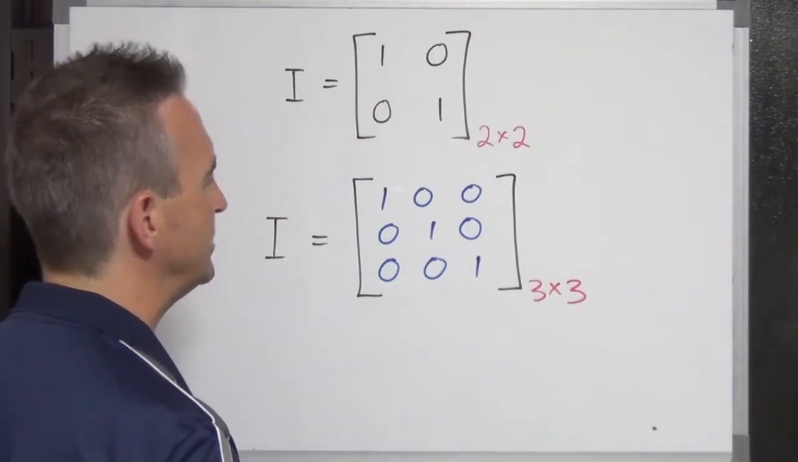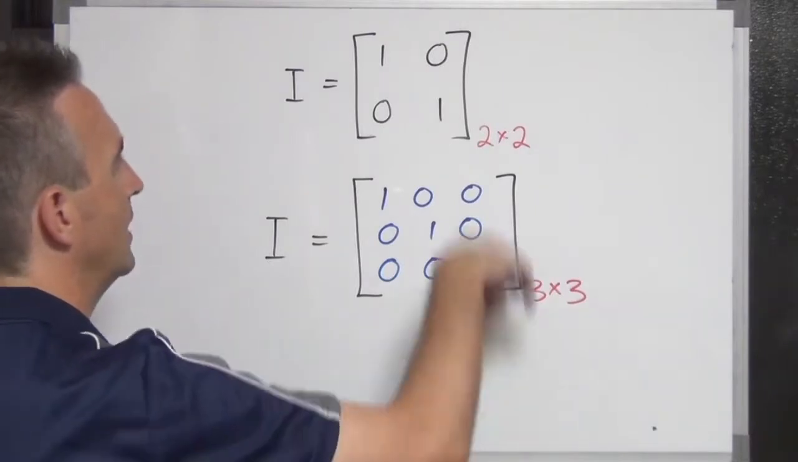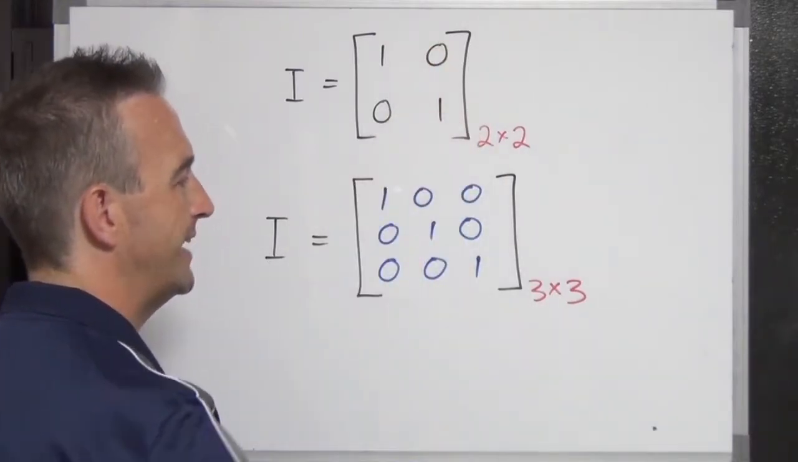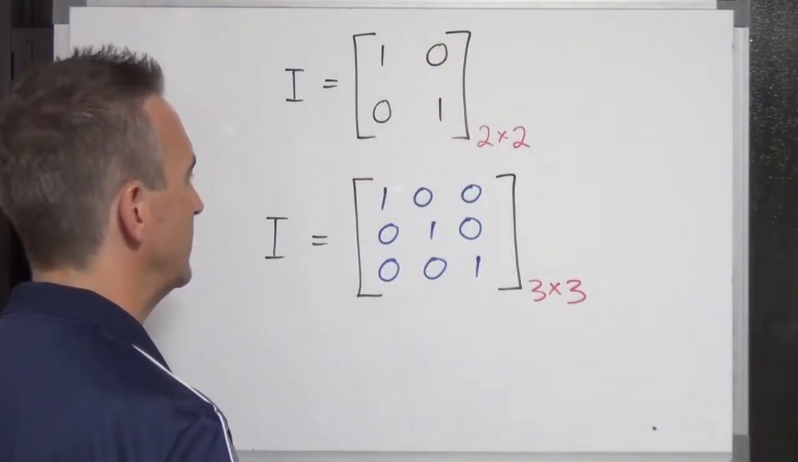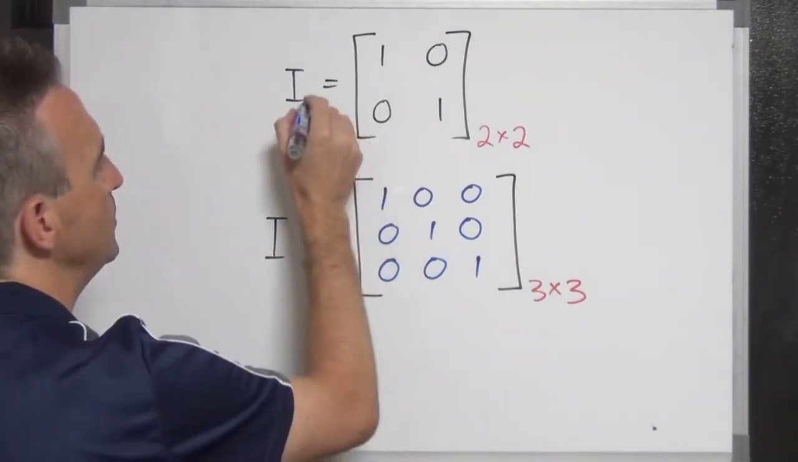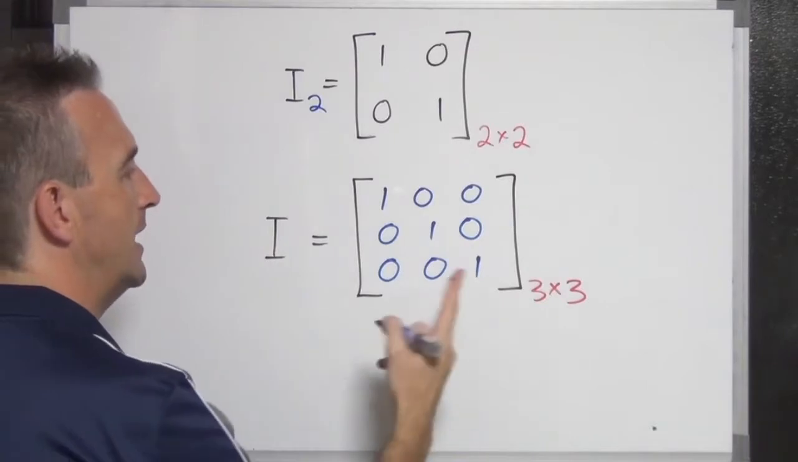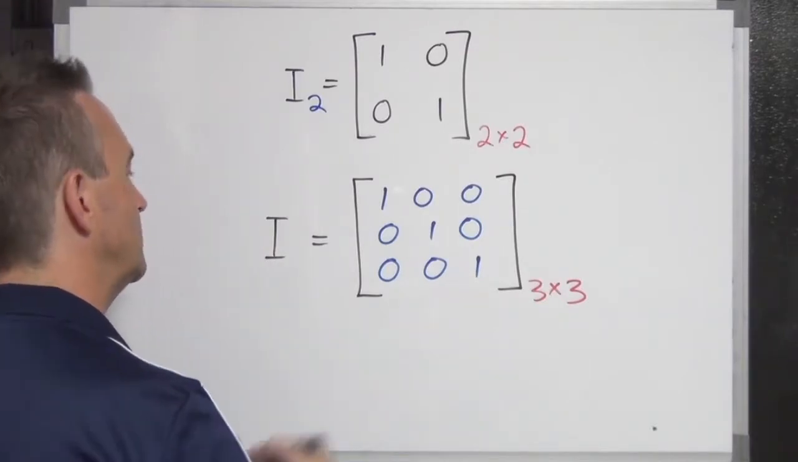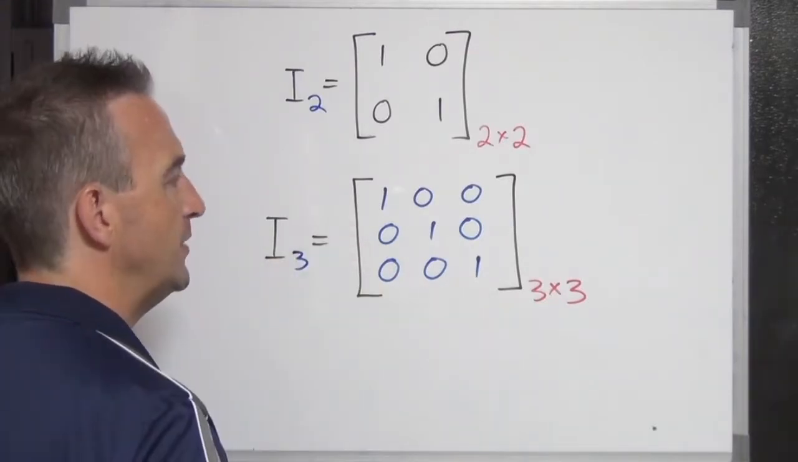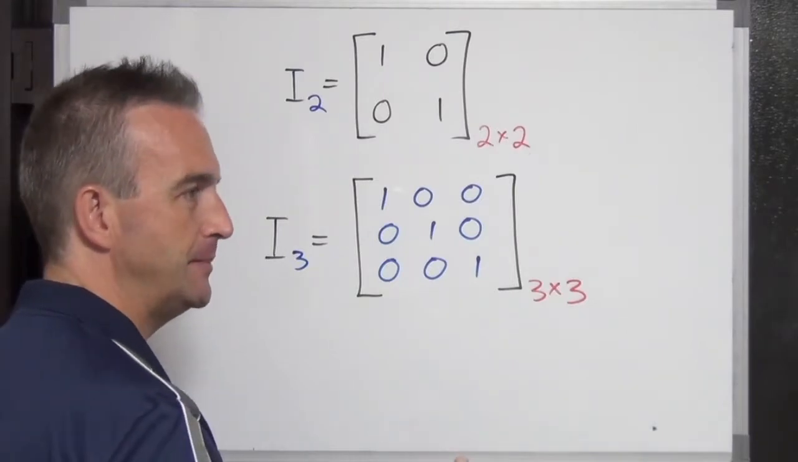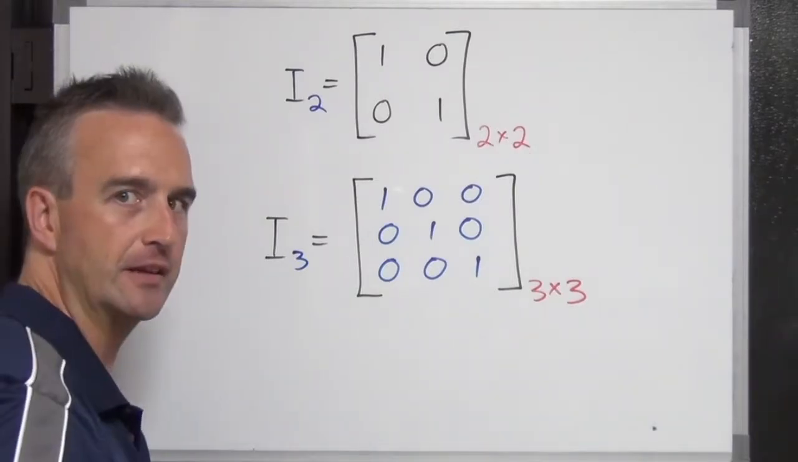And if you're in a situation, maybe in the same question, where you have a 2 by 2 identity matrix and a 3 by 3 identity matrix, to distinguish between the two, you could call the 2 by 2 identity matrix I2, and the 3 by 3 identity matrix I3. So if you had an n by n identity matrix, you could call that In in general.